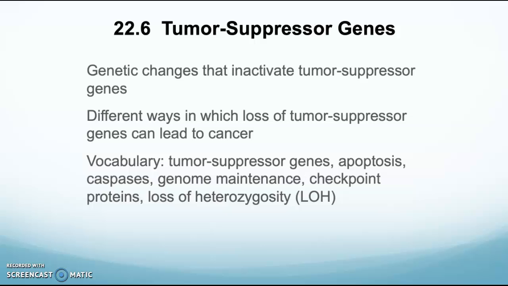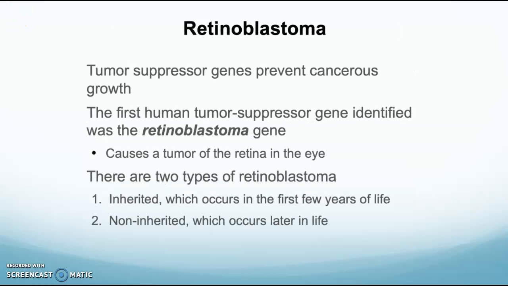And if we have genetic changes that can inactivate this kind of stopgap, then we can actually have a real problem. And we can talk about the different ways in which this loss of tumor suppressor genes can lead to cancer. There's some vocabulary here as well. So the first finding of a tumor suppressor gene was in retinoblastoma, and this is a tumor suppressor gene that prevents a cancerous growth.